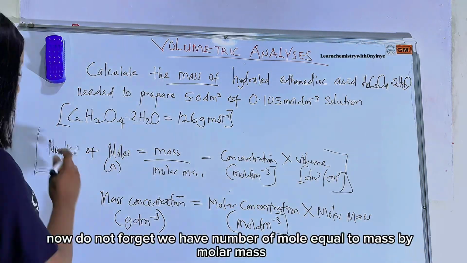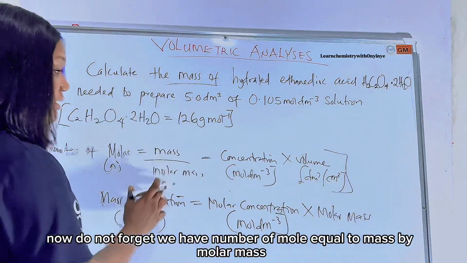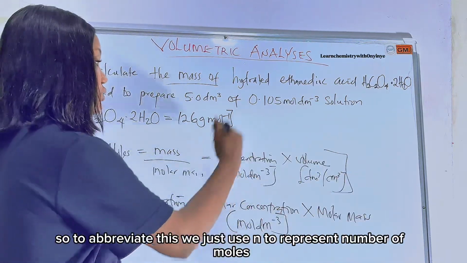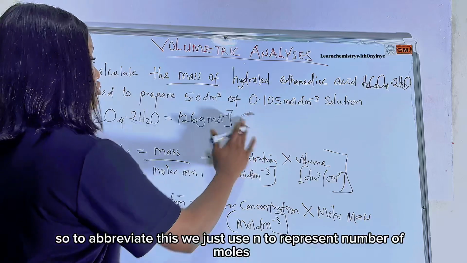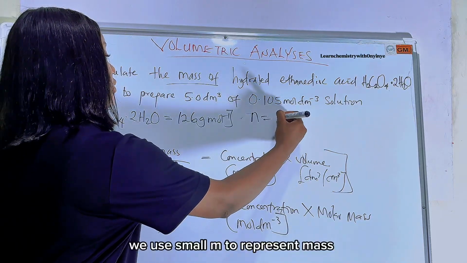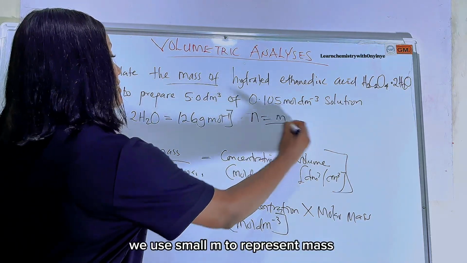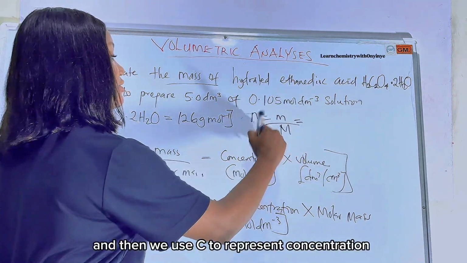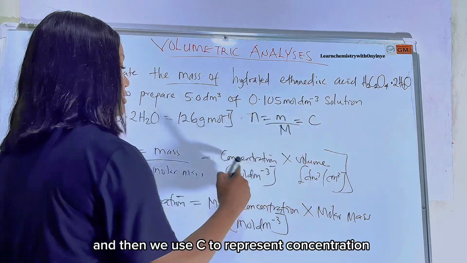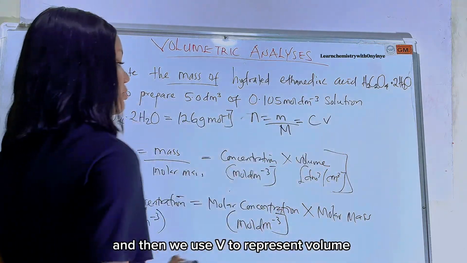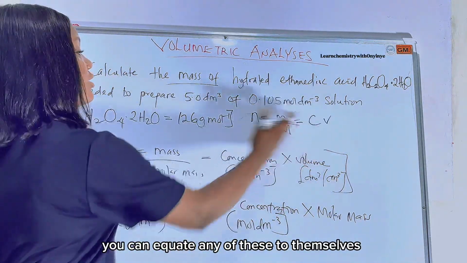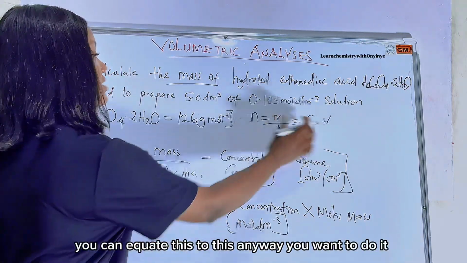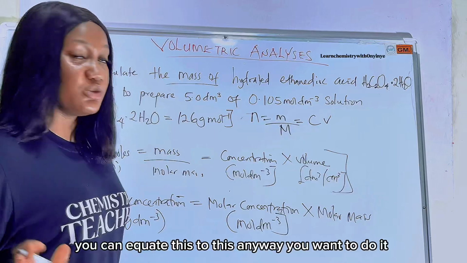Do not forget, we have number of moles equal to mass over molar mass, and this same number of moles is equal to concentration times volume. To abbreviate, we use n to represent number of moles, small m to represent mass, big M to represent molar mass, C to represent concentration, and V to represent volume. You can equate any of these to themselves, any way you want to do it.